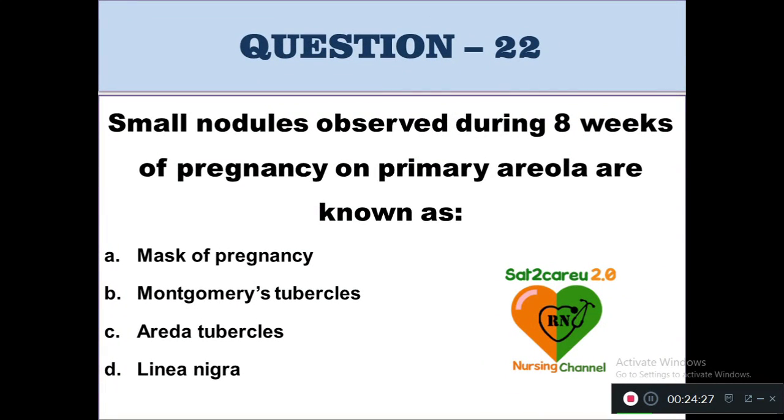Question number 22. Small nodules observed during 8 weeks of pregnancy on the primary areola are known as A. Mask of pregnancy, B. Montgomery tubercles, option C. Areola tubercles, and D. Linea nigra. The right answer is Montgomery tubercles.